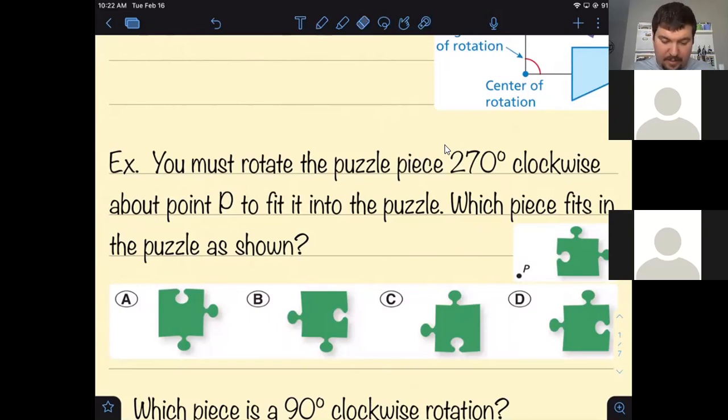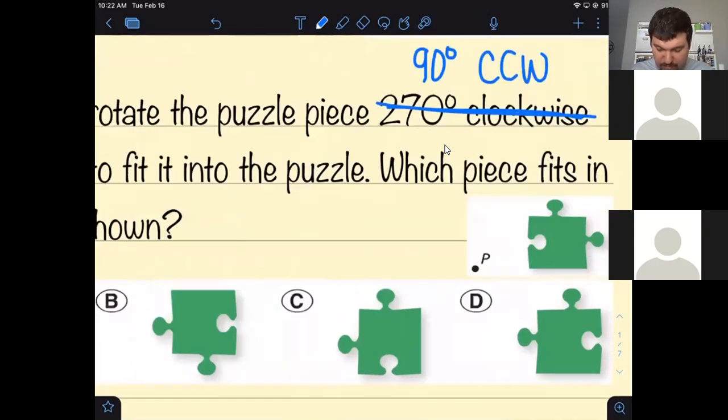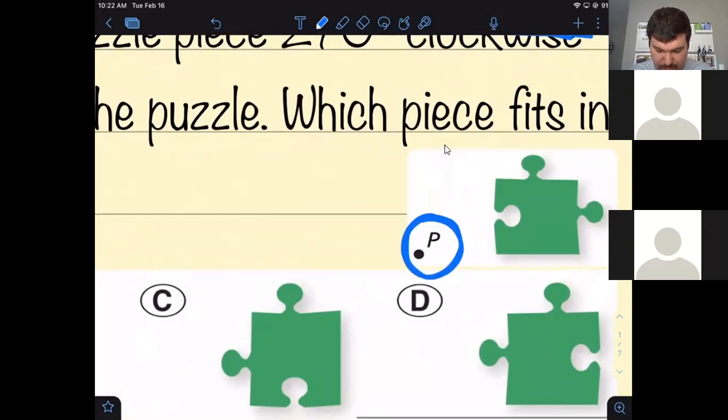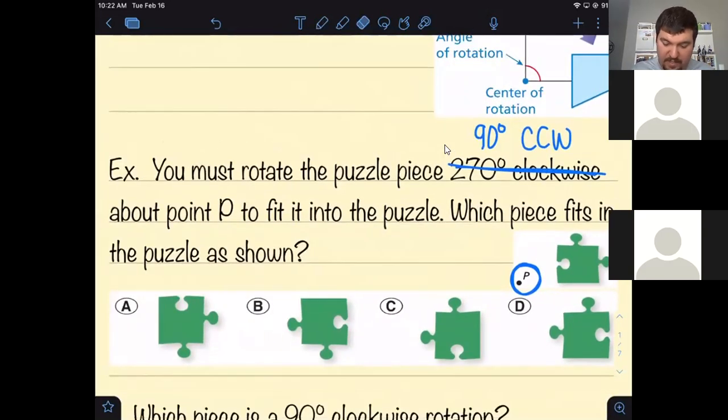Or you could say, and that's typically what I do, I don't really say 270. What I would say is it's a 90-degree rotation counterclockwise, which I abbreviate CCW. So that's the same thing. And so they're rotating it around point P. Here's point P. So which of these puzzle pieces do you guys think has been rotated 90 degrees? What do you think?